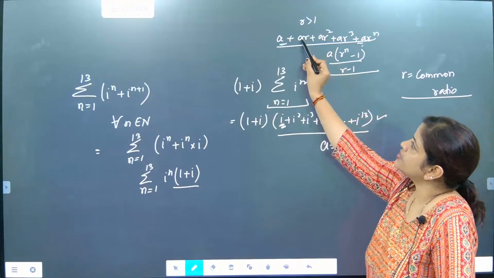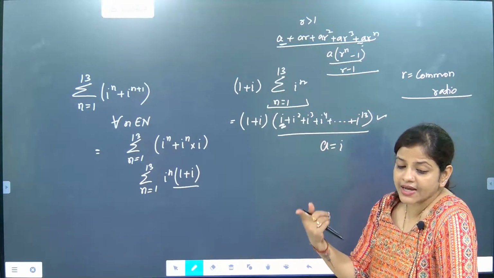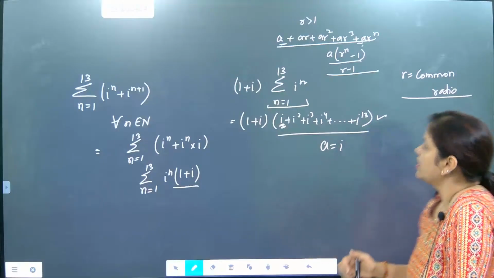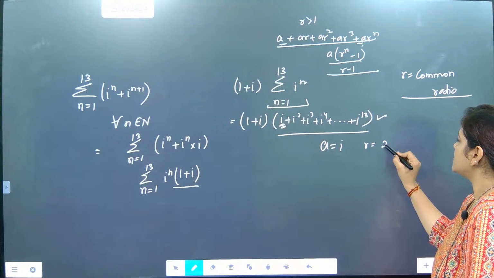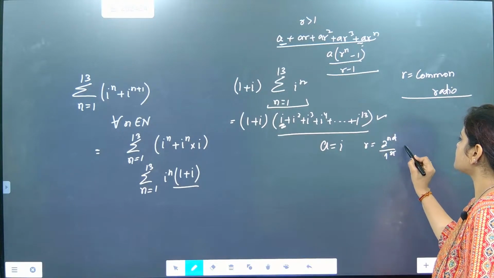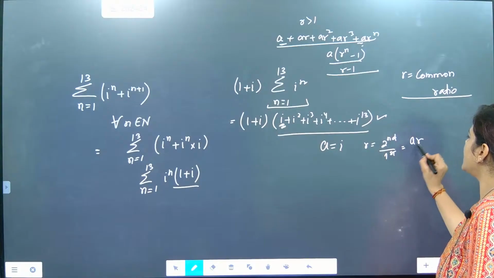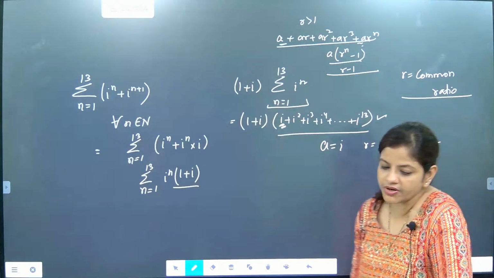In a GP, geometric progression, we define the common ratio as the second term divided by the first term. What is your second term? AR. What is your first term? A. So it is coming as R. R is the common ratio we are getting.